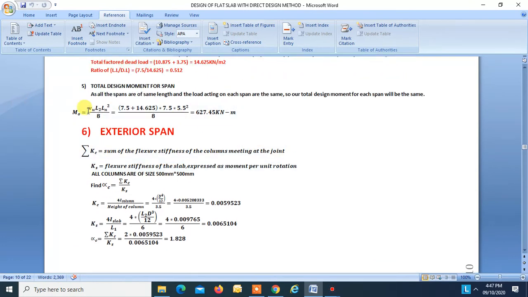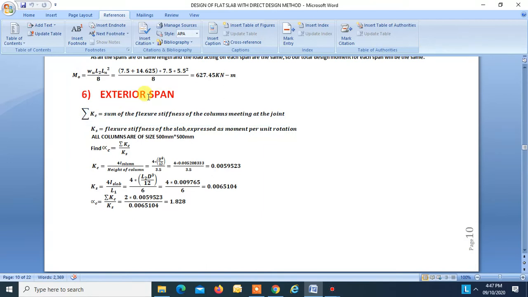Now we will distribute this moment longitudinally in the exterior span. So first we will find alpha c. So first we'll find Kc. All columns are of size 500 by 500. So Kc is found to be this much. Ks is found to be this much. The formula and the values are written over here. L2, you have to take L2 over here. L2 is 7.5 meters.